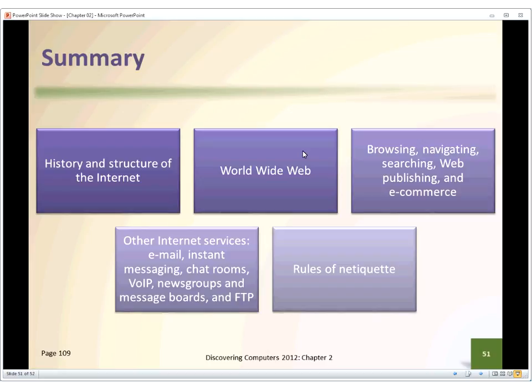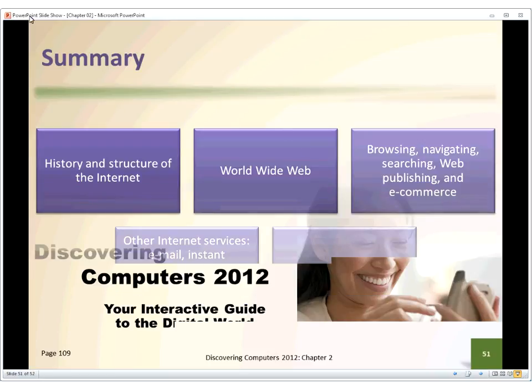So this chapter talks about the history and structure of the internet. There was a definition of the World Wide Web. There were some slides on browsing, navigating, searching, publishing, and e-commerce. And then the different internet services: email, IMing, chats, voice over IP, news groups, message boards, FTP are all mentioned here. And then finally, those rules of netiquette. All right, that's Chapter 2.